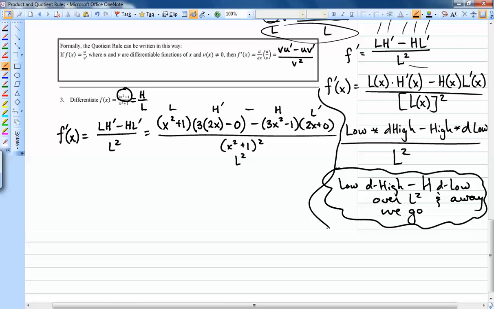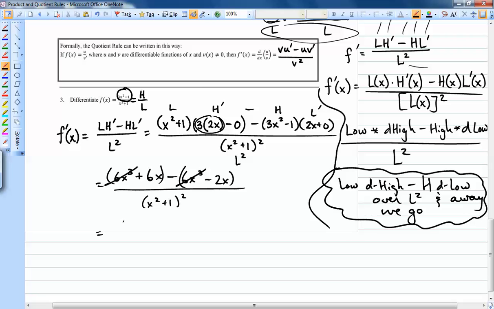And then I can do a little simplification. So this is going to be 6x, so 6x times x squared is 6x cubed, plus a 6x, minus, let's see, 2x times 3x squared will be 6x cubed again. And then 2x times negative 1 is minus 2x, all over low squared, x squared plus 1 squared. So then the 6x cubes cancel, and I'm left with a 6x plus a 2x. So that becomes 8x on top, all over x squared plus 1, all squared. Okay, hope that helps.